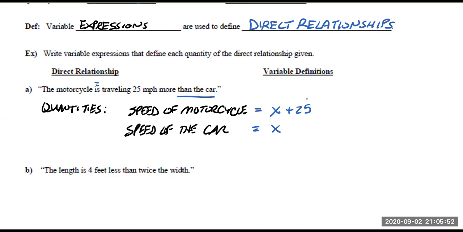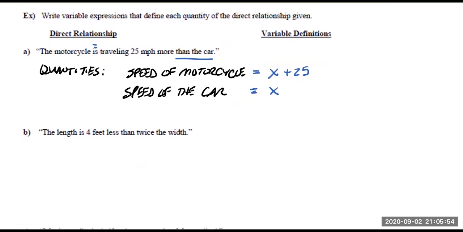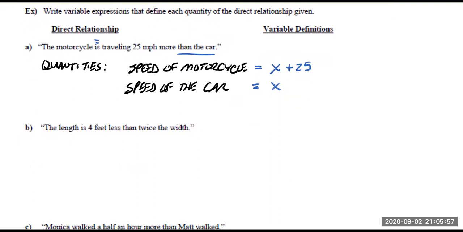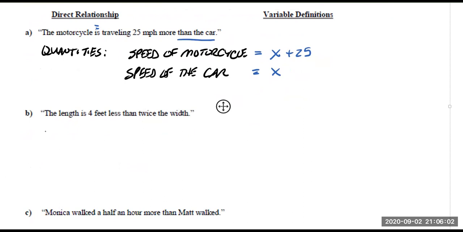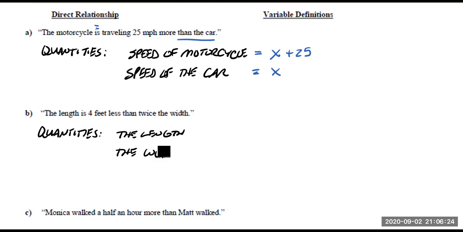So let's try another one. The length is 4 feet less than twice the width. Again, the first thing that we're going to do is identify the quantities involved. So it's talking about the length, and then 4 feet less than twice the width. So the length and the width. These are the two quantities that are being related to each other.